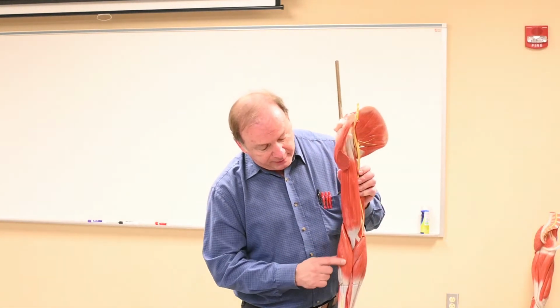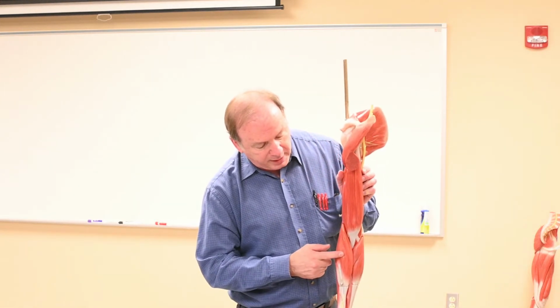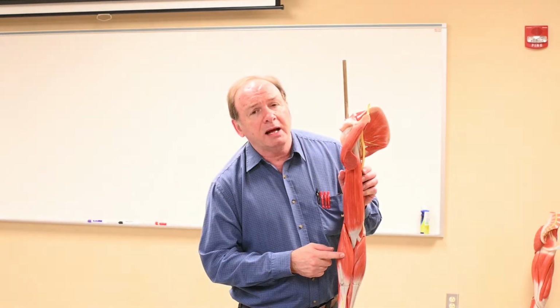Coming from the other side of the elbow and inserting down here near the thumb, we have the brachioradialis muscle, the brachioradialis.